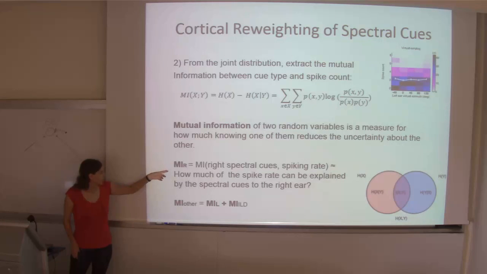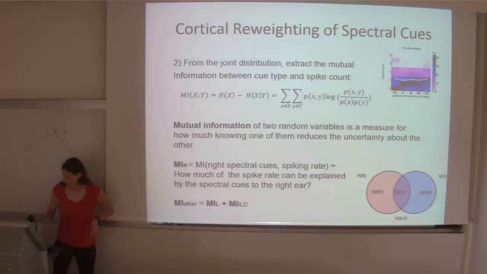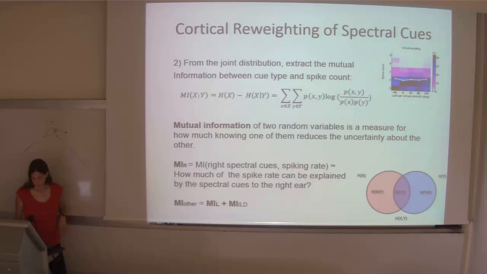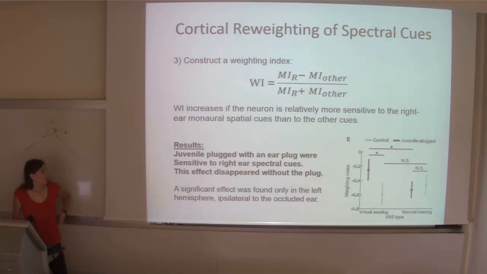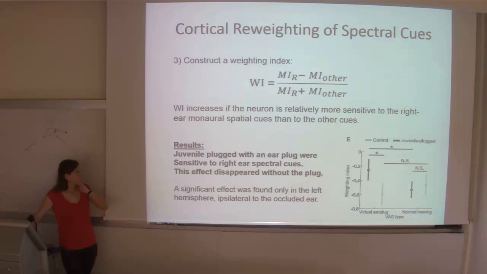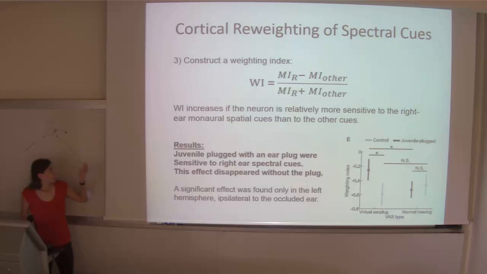So we have MI_R, and MI_other is just the sum of the mutual information for all the other cues. And from that they constructed the weighting index for that specific neuron, which is just the difference between the mutual information for the right and the others, divided by their sum. Which means that the weighting index increases if the neuron relies more on the right ear and less on all the other cues, which is exactly what we wanted to find.